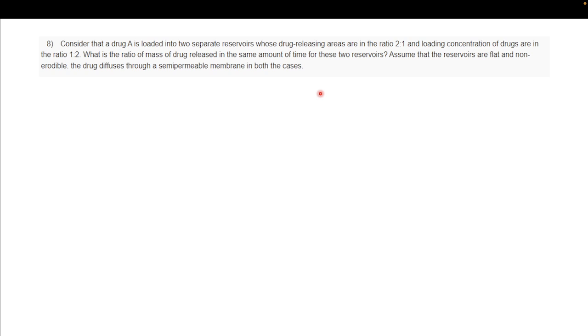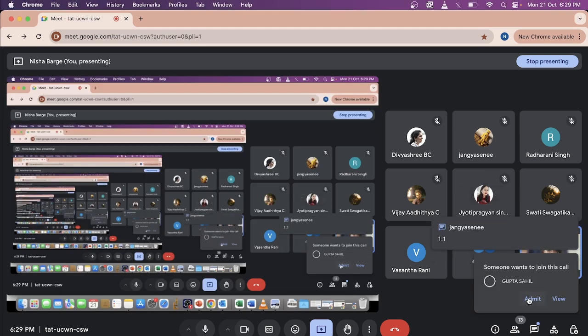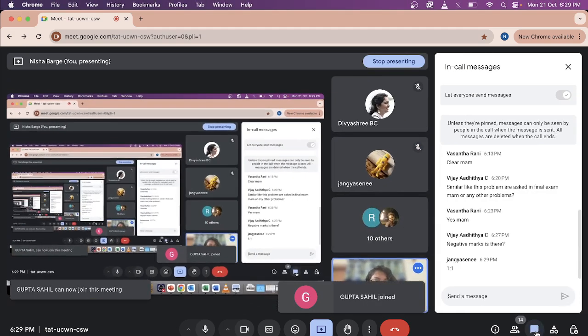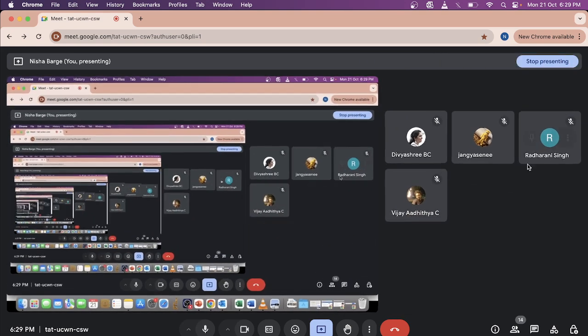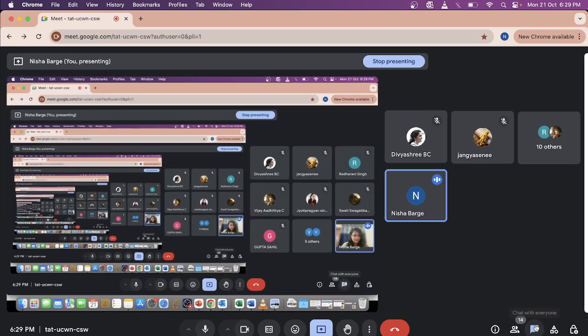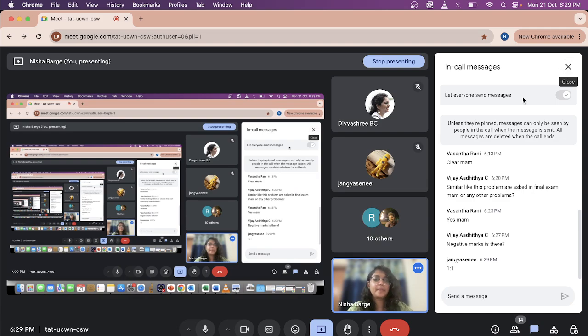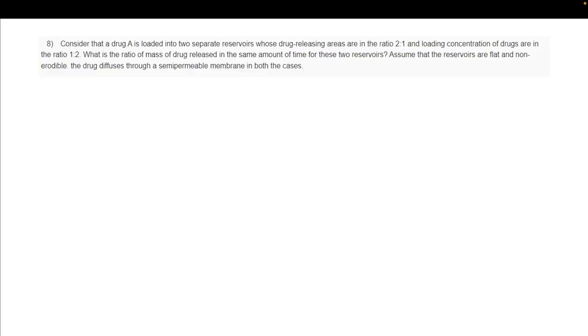I'll wait for a few minutes. Somebody is saying 1:1. Okay, so someone has already calculated it for this question. I hope it's the answer for this question only. So we have one response as 1:1. Does anybody else have another answer or still wants to try calculating it? Thank you for answering.